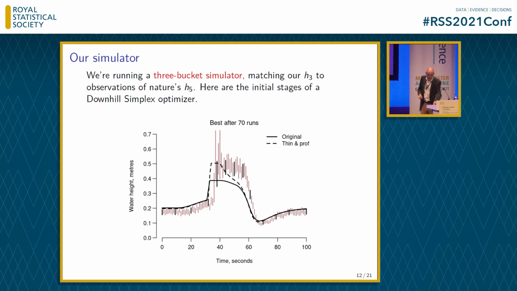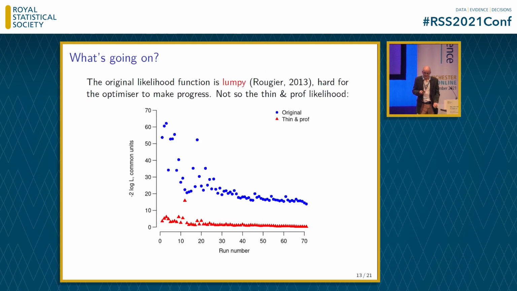So, what happens next? I set myself a budget of 100 runs in total to see how well I could do to simulate this sequence with my 3-bucket simulator. And so I've got 30 more runs to play with here. And what I decided to do then was to use the fact that the misfit function for the thinned and profiled likelihood is quite smooth. You can sort of see that in this picture here.